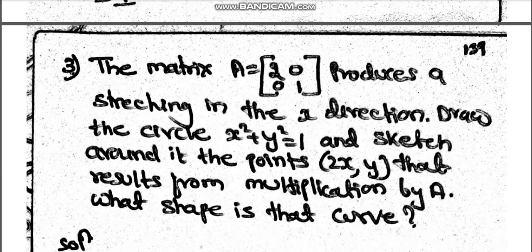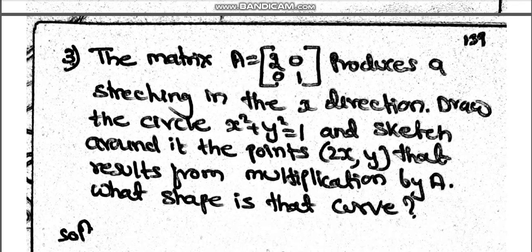Next is the matrix A, which is 2, 0, 0, 1, which produces a stretching in the x direction. Draw the circle x square plus y square equals 1 and sketch around it the points (2x, y) that result from multiplication by A.